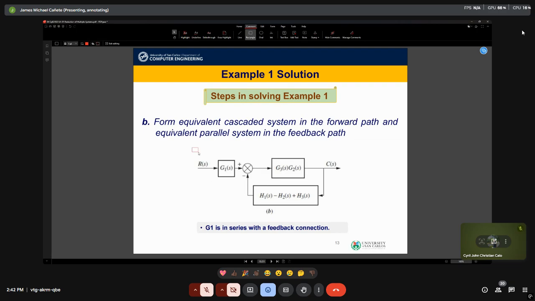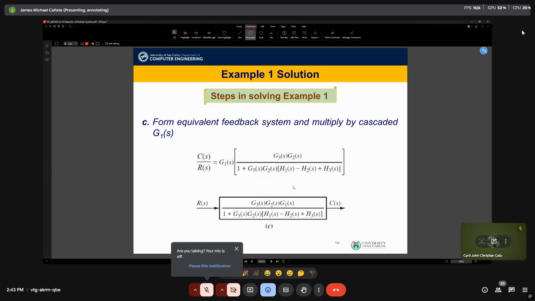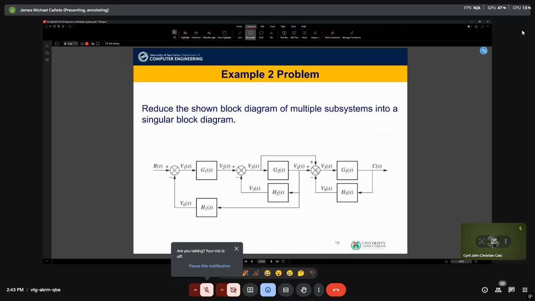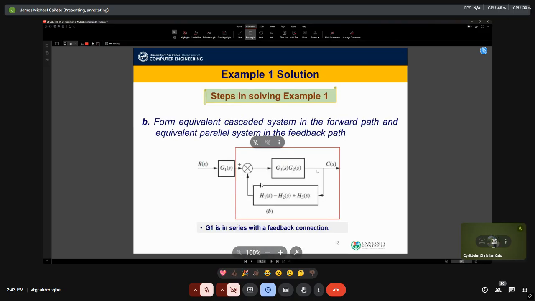Initially, I wanted to move this block to the right. But another way to do this is to simplify this section of the system, which is now in a feedback connection. Using the feedback formula, we can simplify it to this form, and at the same time when we simplify this to one block, it's just in cascade with G sub 1. A cascade or series connection is just multiplication of two block diagrams.